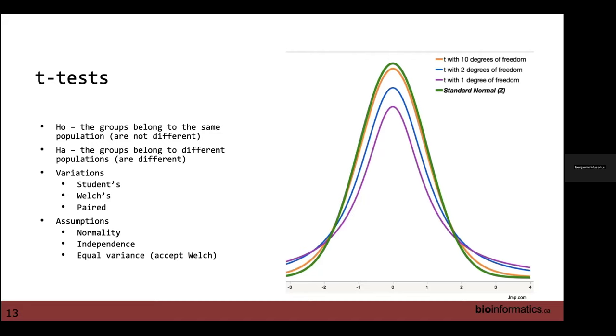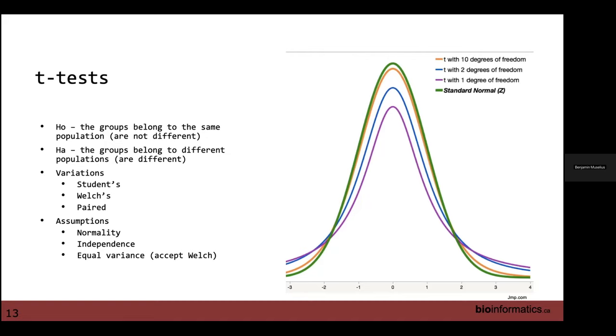Going back to t-tests, there are a couple of different variations on a t-test, and these allow us to employ them in different ways. The most common ones would be a student's t-test and a Welch's t-test. The only difference between these is how we estimate the error in the test. A student's t-test has the assumption that your two errors, or sigma squared values, are the same, which is sometimes true, sometimes not.